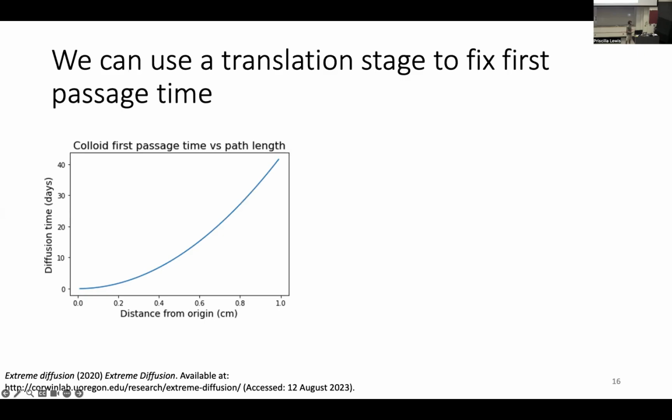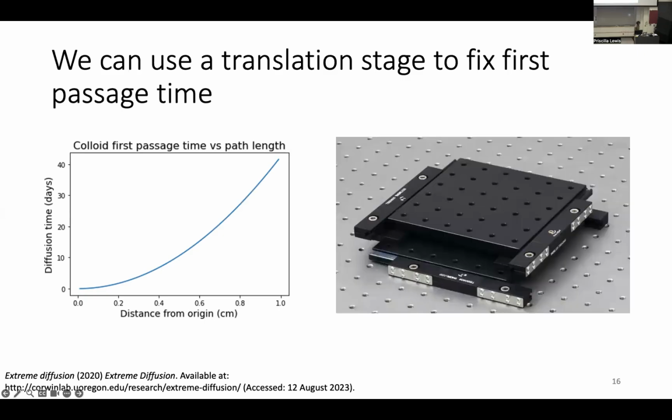So a solution to this is buying a translation stage and putting it under the microscope. That way we can move the microscope and change that path length to hopefully make it something like 5 days or 3 days.